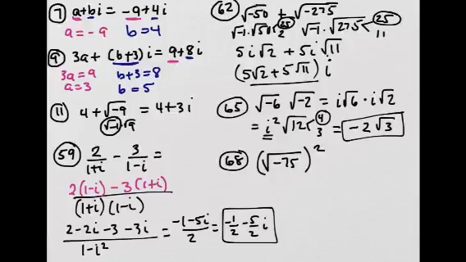Okay, so for 68, whenever you square a square root, you're just left with the radicand, so this would be negative 75.